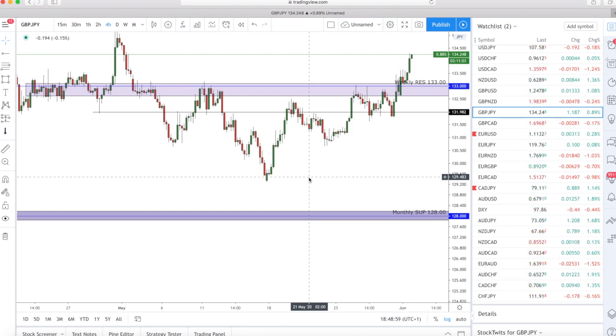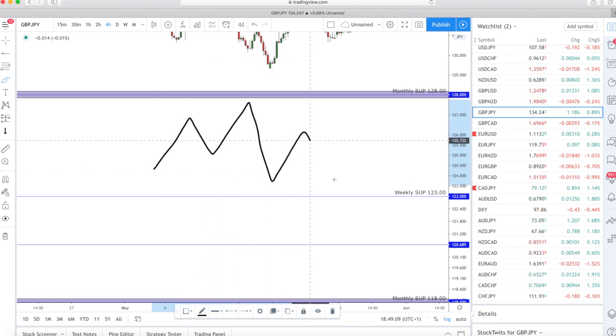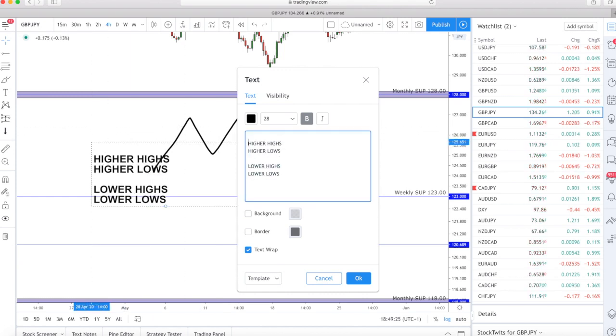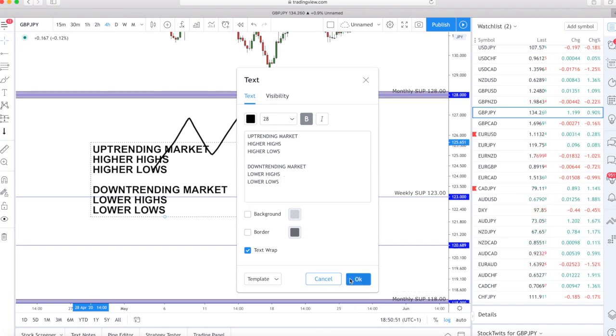And let's get right into this video. So guys, starting off, the market moves in waves, something a bit like this. So how do you identify if the market is uptrending or downtrending? Well, this consists of higher highs, higher lows, and lower highs and lower lows. So when the market is uptrending, it will consist of higher highs and higher lows. When the market is downtrending, it will consist of lower highs and lower lows.